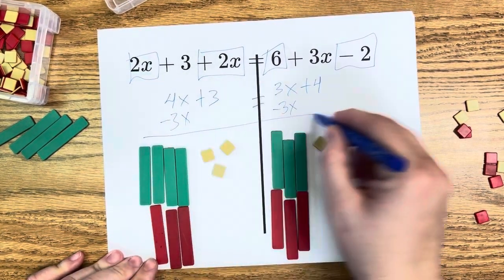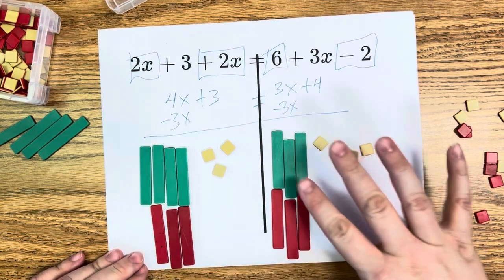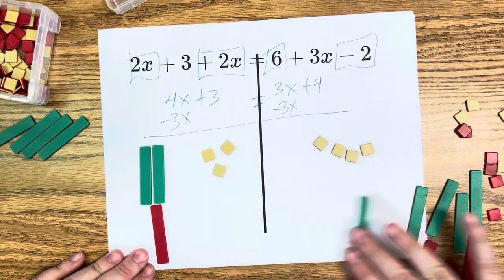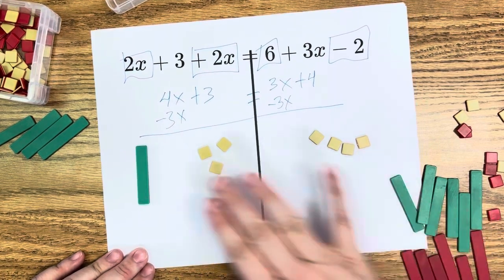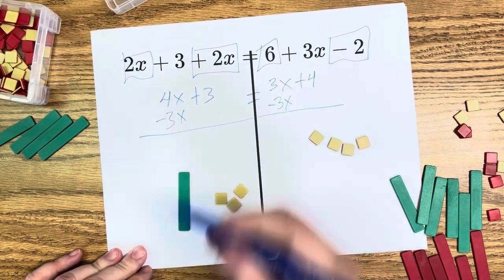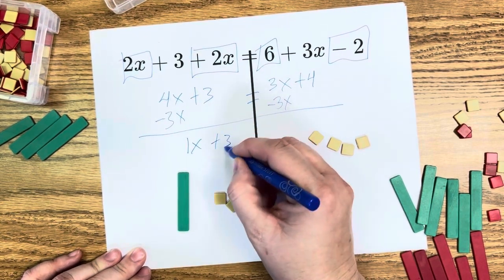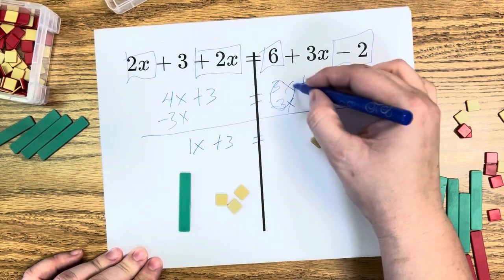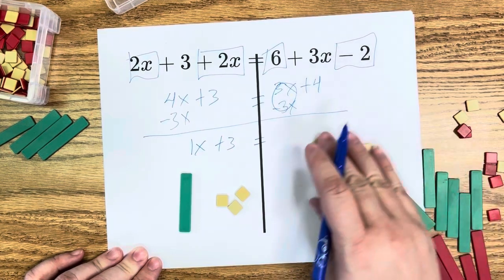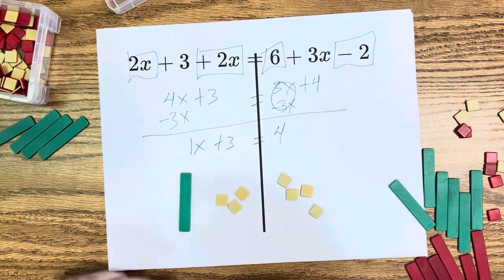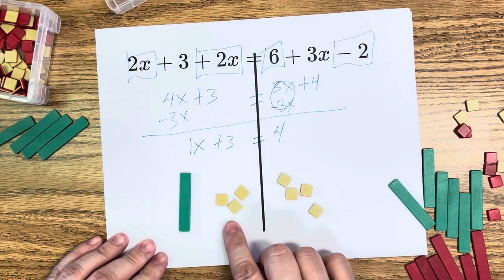What happens whenever I get rid of my zero pairs? Okay, all those go away and all these go away. I am left with just 1x, which is 4x minus 3x is 1x. I still have my plus 3 equals, there are now 0 x's over here, but I do still have my 4 positives.